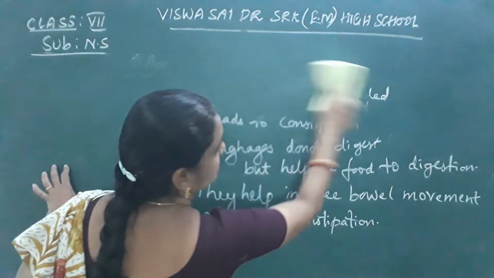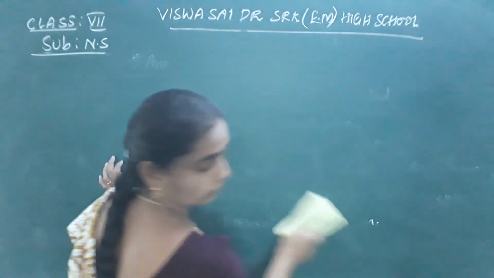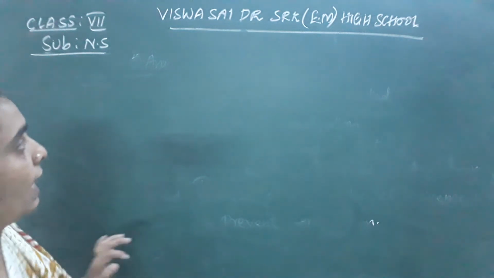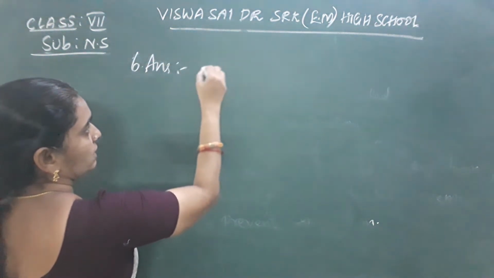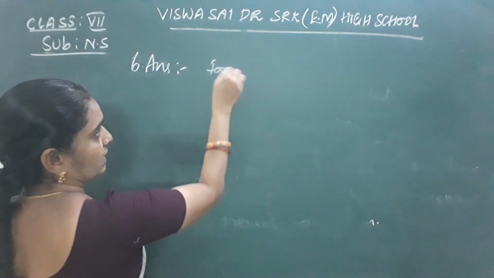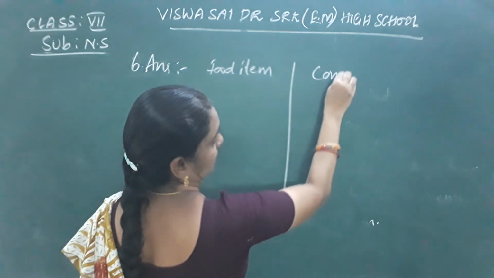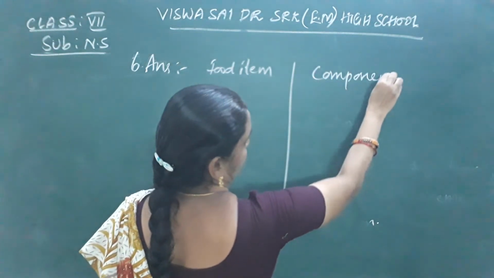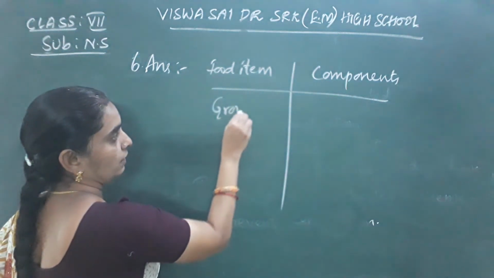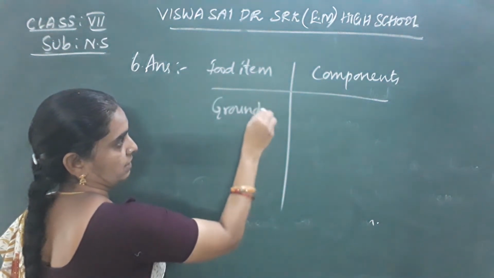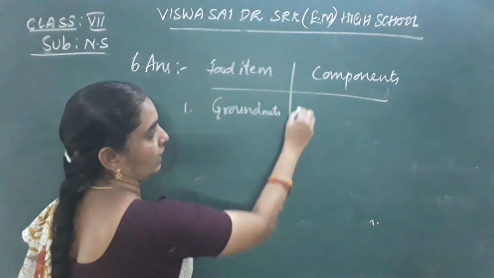Question number 6. Groundnuts, pulusu, and cooked dal, what is asked over there? For the sixth answer, you are going to write the food item that is given and the components present in it. So, what is the food item given here? Groundnuts. First one. So what is the component present in groundnuts?